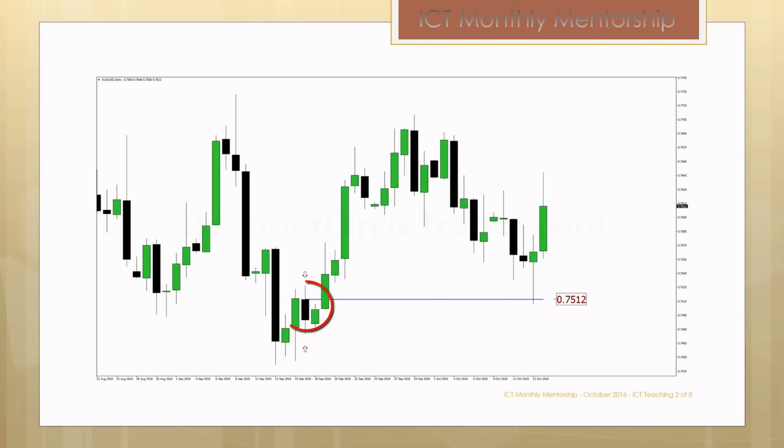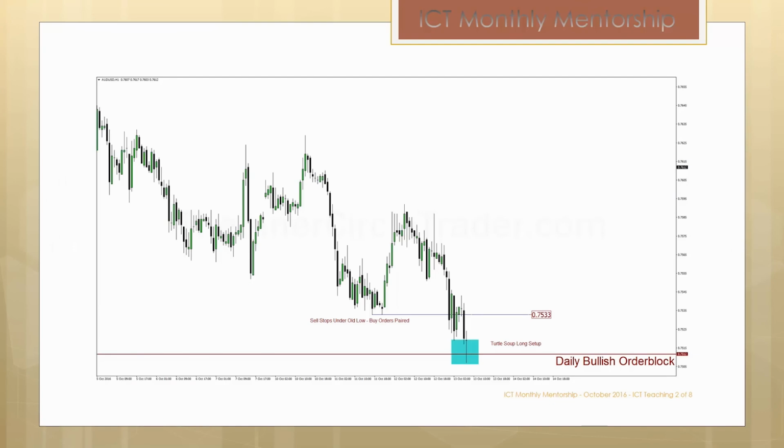Okay, sticking to our model, we used the Aussie dollar daily chart the last time. We're going to look at this same setup in terms of refining it with lower risk. Now, I want you to look at this chart carefully because this is exactly the same chart you saw in the previous teaching.